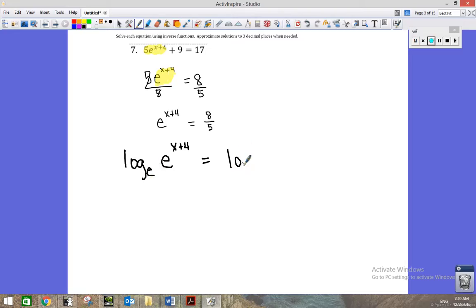So I can now argue one of two ways that because these are inverses that I just get this x plus 4, or by the power rule I can pull the x plus 4 down out in front, and I know the e to the first power is e. So there's multiple ways to argue that this simplifies to x plus 4.